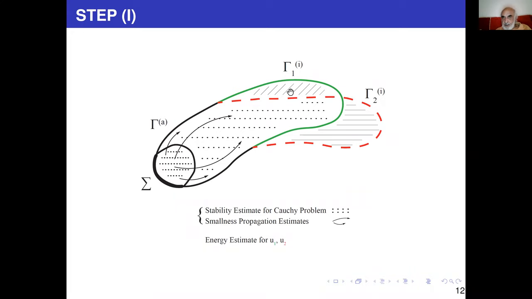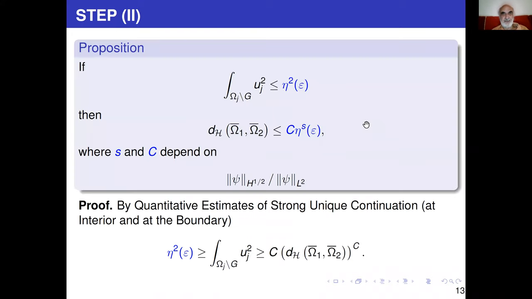If we have other conditions, for instance, a Neumann condition, we could apply an energy estimate. And we obtain an estimate for U1 in this shadow region and for U2 in this other shadow region. So the other step is written in a short proposition in which the crucial properties are used.